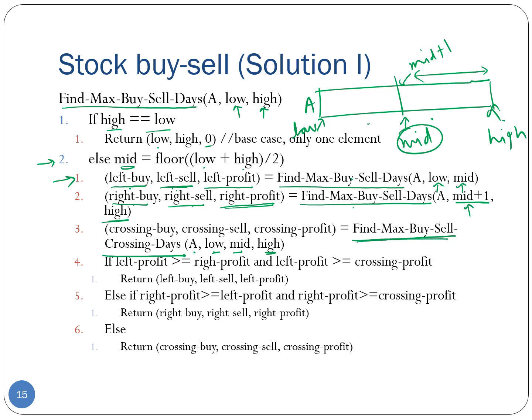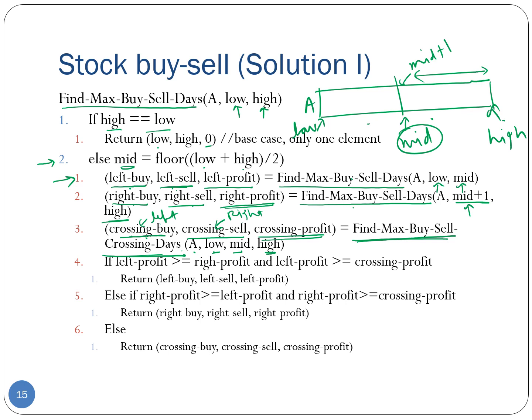The third call here also returns the same three things. What is the index of the day in which we should buy if the buy and sell are happening in different halves? What is the index of the day when we should be selling? Notice that the buy day returned by find max buy sell crossing days would be in the left half, and the sell day should be in the right half, because these days are supposed to cross this mid boundary. And then what is the total profit that you can make by doing this purchase and sale? So these are the three data points returned by these function calls.